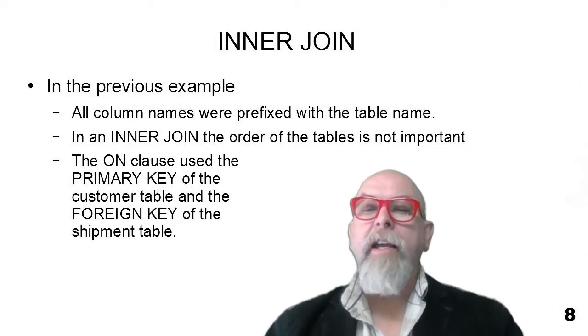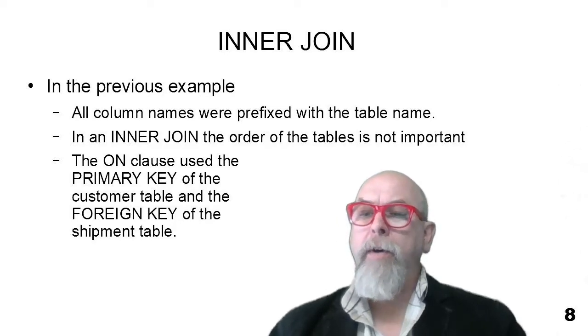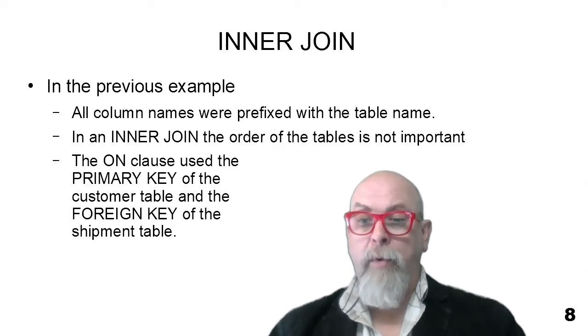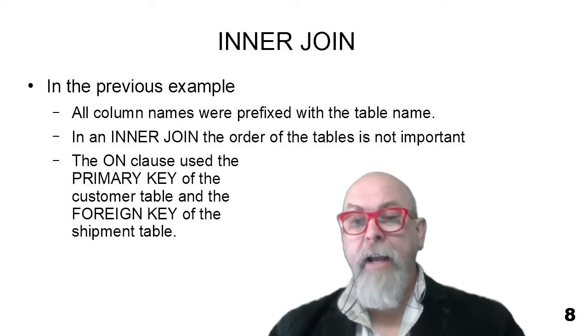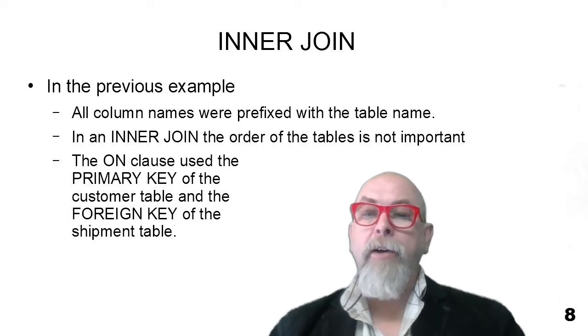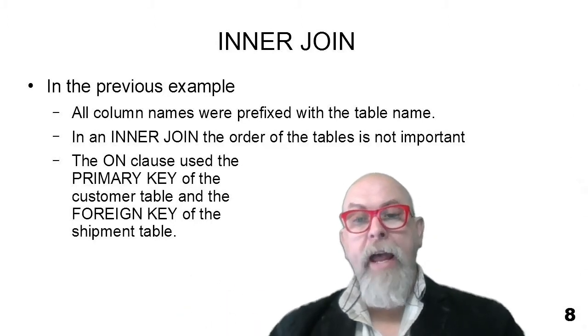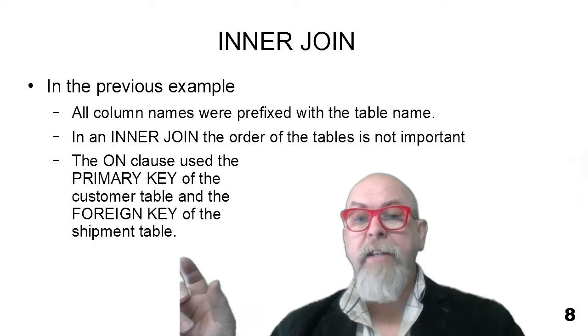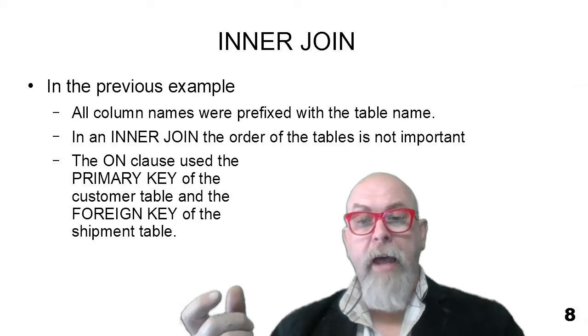Just to reiterate, in the previous example, it says here all column names were prefixed with the table name. No, some of them were, most of them were, but all of the ones that had a common name were. Customer ID appeared in both tables, so it had to be prefixed or you would have gotten an error saying that you were using an ambiguous column definition. In the inner join, the order of the tables is not important. Whether you say A join B or B join A, it doesn't matter, and the order of the tables around the equal sign in your on clause doesn't matter either.